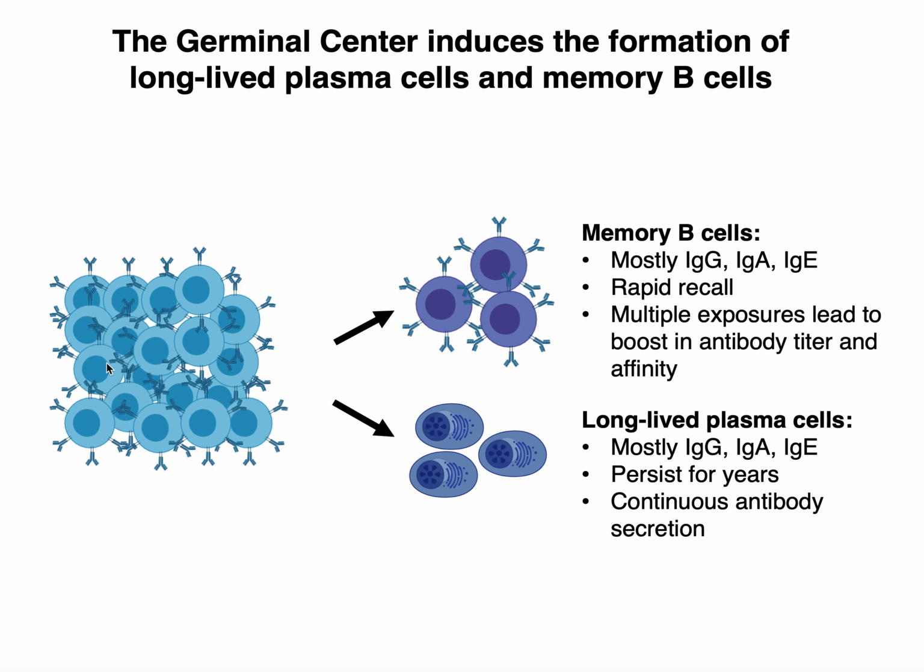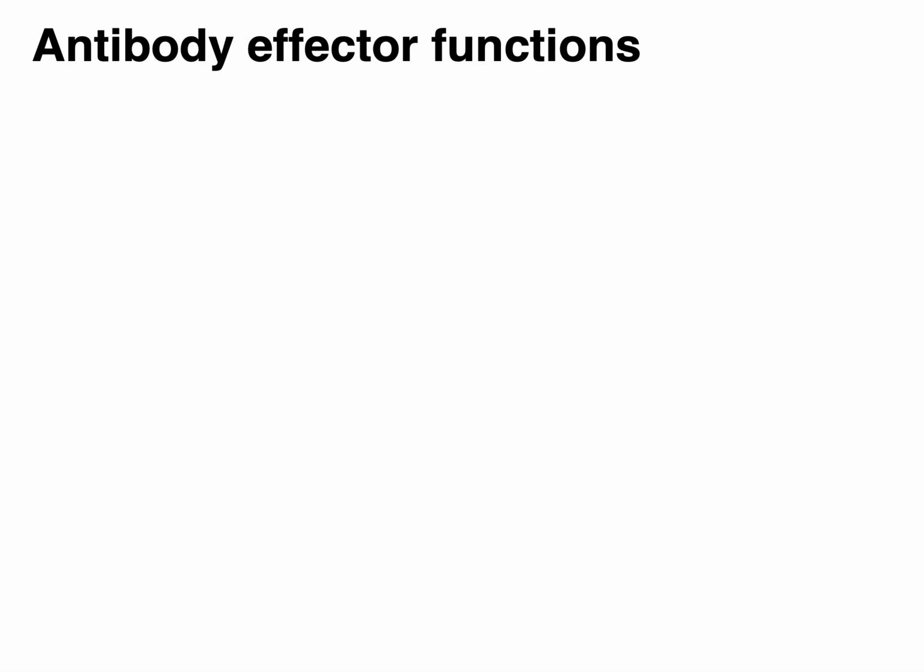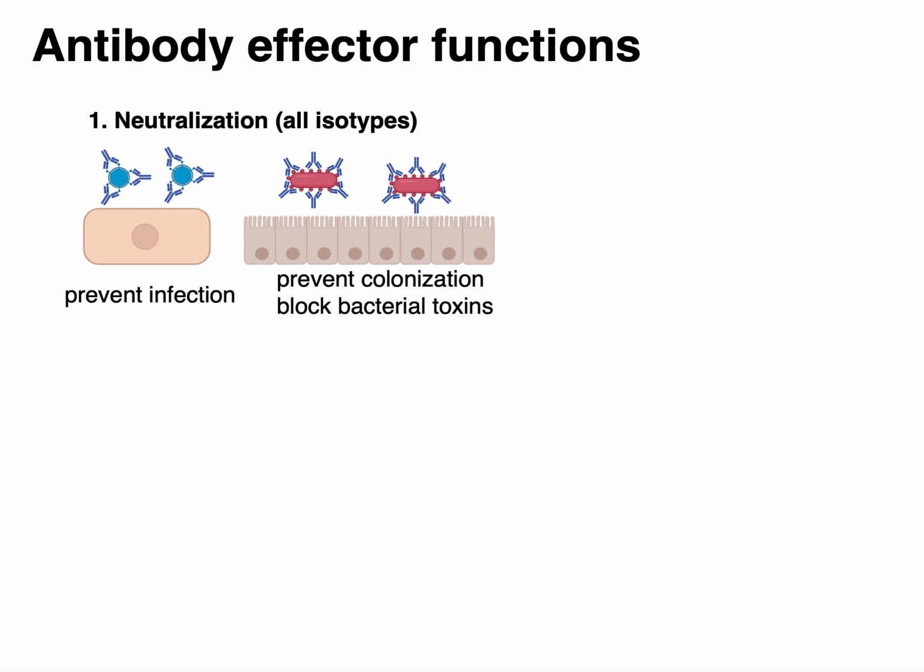Within germinal centers, you also can get the formation of long-lived plasma cells. Again, these are mostly producers of IgG, IgA, and IgE. These long-lived plasma cells go to the bone marrow and can persist there for years, and they are continuous antibody secretors. And these antibodies will then exert important effector functions.